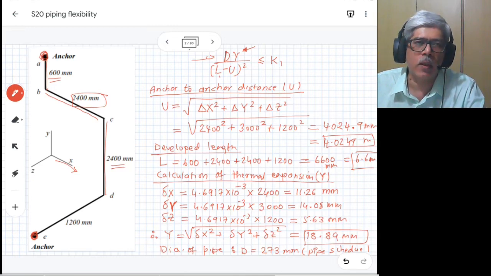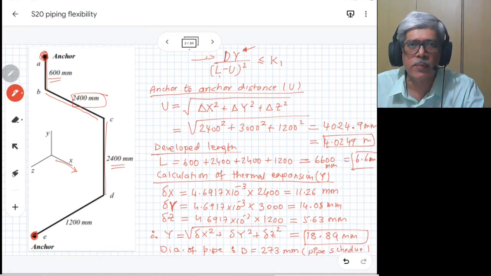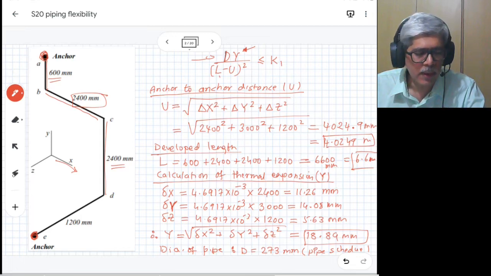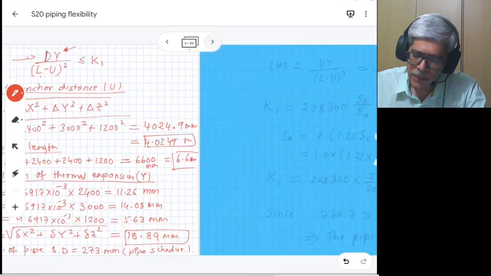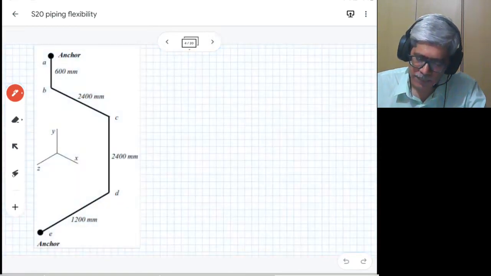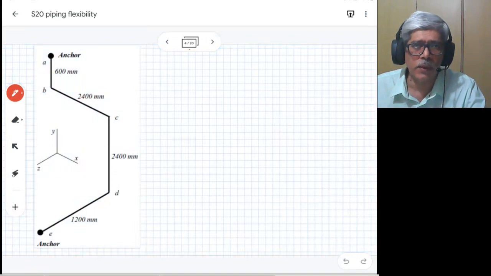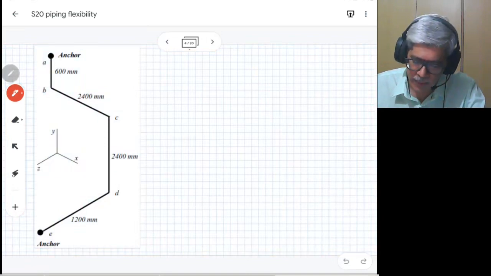So assuming that all the conditions remain the same, except that instead of points A and B being fixed, they have been given some specified displacements, how to do the calculation is what we will consider. I will take a fresh sheet, and for the sake of understanding, let's assume that this anchor E still remains fixed.